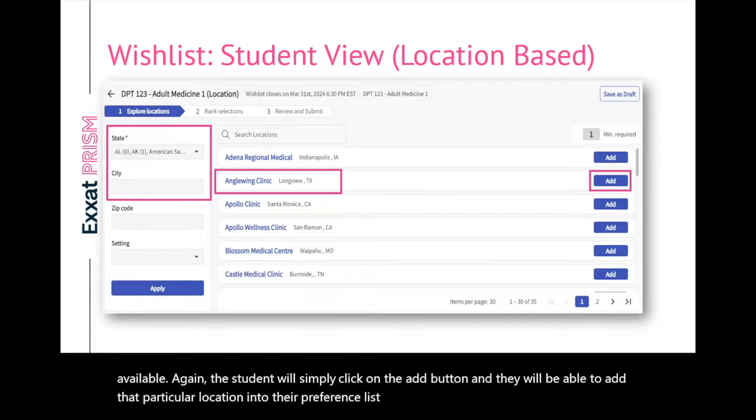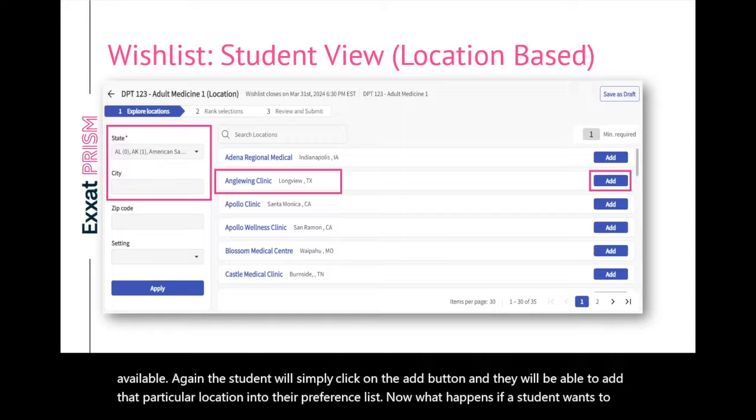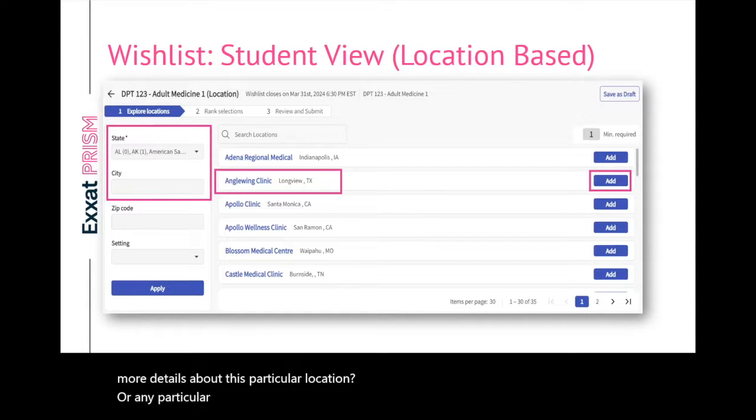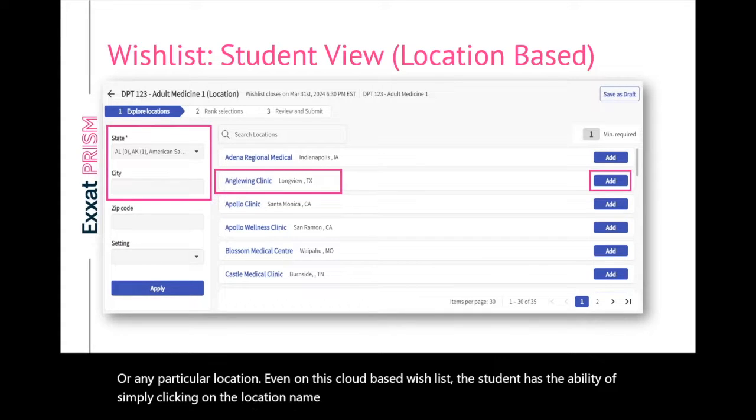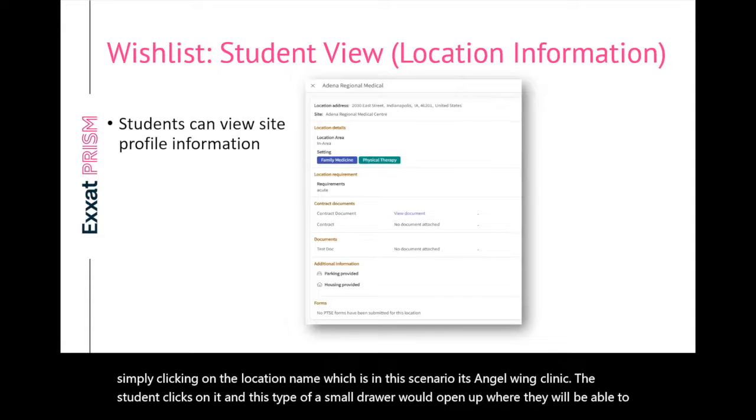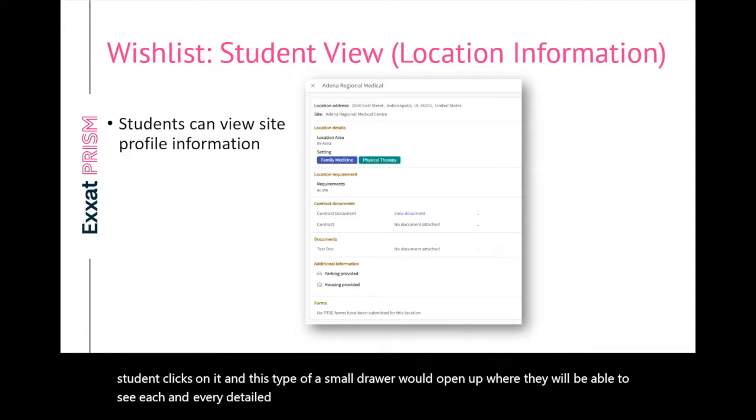Now, what happens if a student wants to see more details about this particular location or any particular location, even on the slot based wish list? The student has the ability of simply clicking on the location name, which in this scenario is Angel Wayne Clinic. The student clicks on it, and this type of a small drawer would open up where they will be able to see each and every detailed understanding of that location.